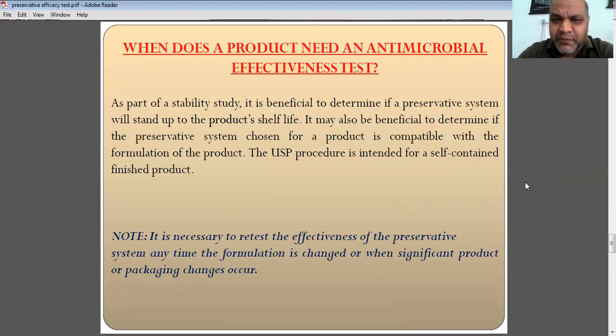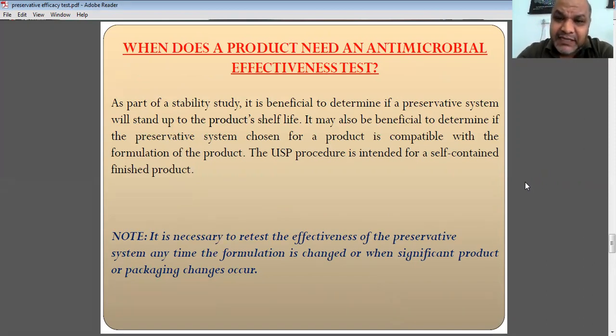Now the thing is, when does a product need antimicrobial effectiveness testing? This is one of the most important points. When do we confirm that the product is ready for antimicrobial testing, and in which conditions? What are the conditions that govern antimicrobial testing for a particular product? It depends upon the preservative system. Again, I am telling you that we have to have knowledge of the shelf life of a particular product. If we know the shelf life, then up to that time we have to choose the preservative and add it.